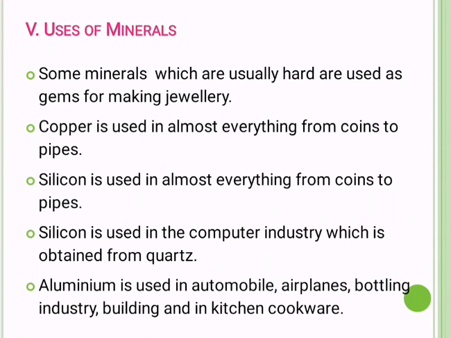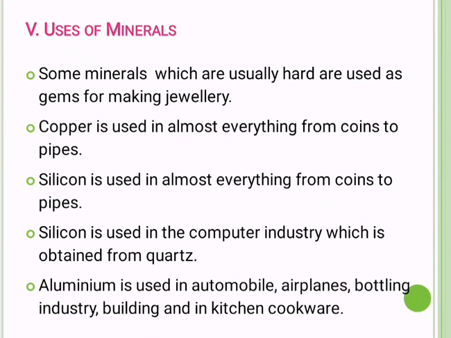Copper is used in almost everything from coin to pipe. We use copper for making a lot of instruments or things, from coin to pipe. Silicon is used in the computer industry, and it is obtained from quartz. Aluminum is used in the automobile, aeroplane, and boating industries, in building, and in kitchen cookware.